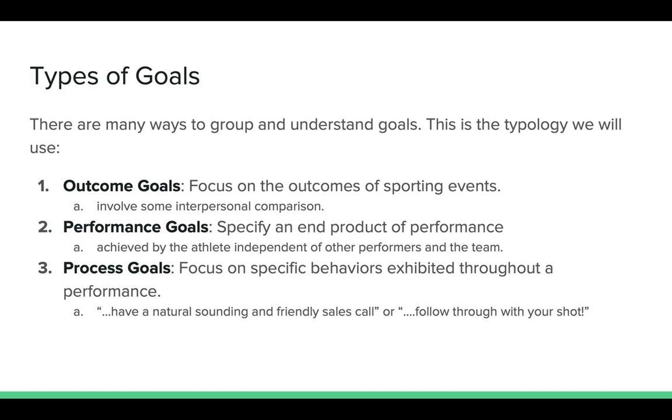The second type would be performance goals, and they specify some sort of end product of the performance. Within the world of athletics, this is going to be achieved by the athlete independent of others that perform on the team. So maybe you have a team that is not terribly productive and doesn't win a lot, so it has poor outcome goals, but maybe you have a star athlete who is very competent, or even an elite level performer individually.